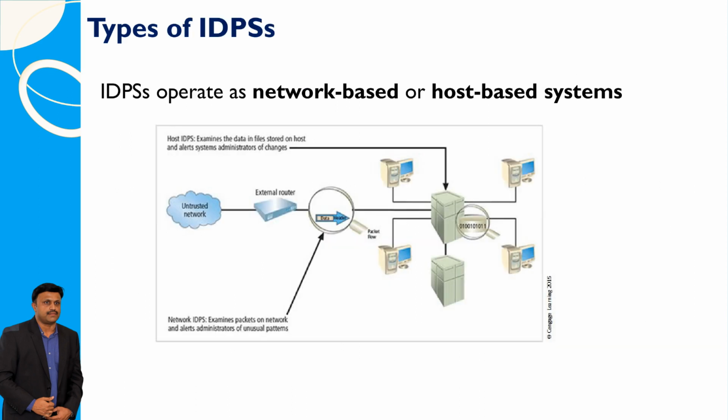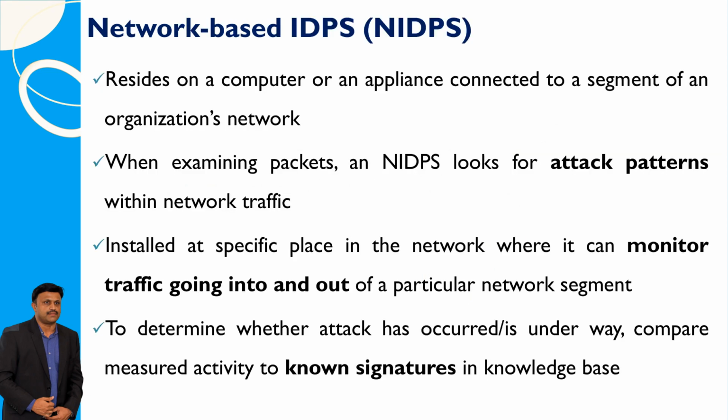In the realm of intrusion detection and prevention systems, two primary categories exist: network-based and host-based systems. Network-based intrusion detection and prevention systems concentrate on safeguarding network assets, with subsets such as wireless intrusion detection and prevention systems targeting wireless networks, while network behavior analysis systems scrutinize traffic patterns to identify anomalies. A network-based intrusion detection and prevention system operates through a computer or appliance linked to a segment of an organization's network, actively seeking signs of potential attacks.